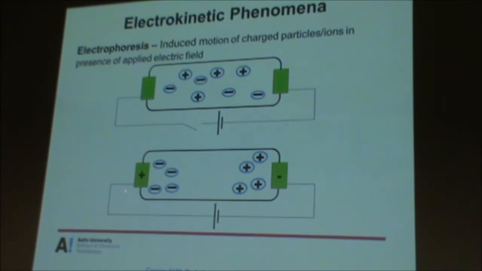The anode produces an electric field, and the cathode also produces a corresponding field. The negative charges are attracted to the anode, and the positive charges are attracted to the cathode. So there is a separation of ions. The ions move to the respective electrodes. This whole process is called electrophoresis. This is one of the electrokinetic phenomena.